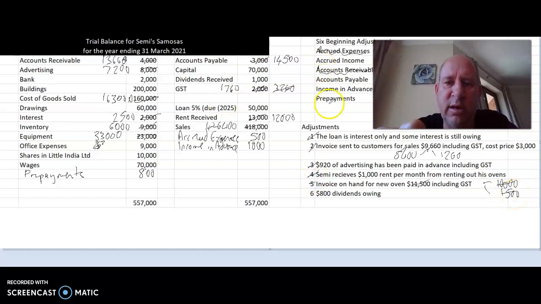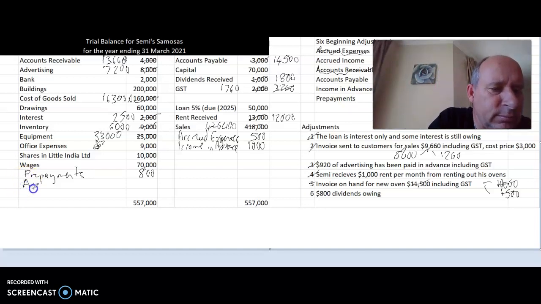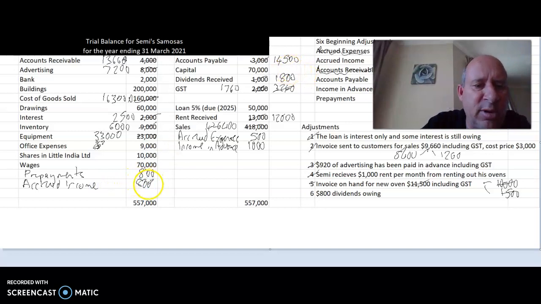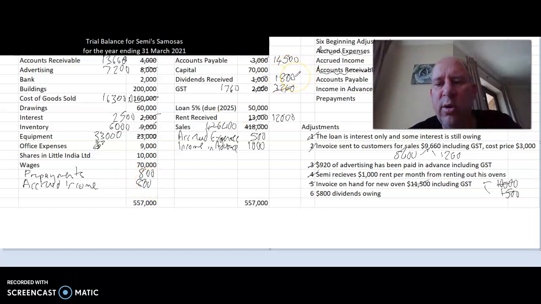One to go. So we've done a little bit of all of those. $800 dividends owing. So here's dividends received, 800. Owing means add on. Add 800 on. If it's dividends owing to us, there's no GST. So which one of these is it? Accrued income. Good. What side does accrued income go? Right, write it in. So you've added 800 down the bottom here and 800 over here, so it balances.